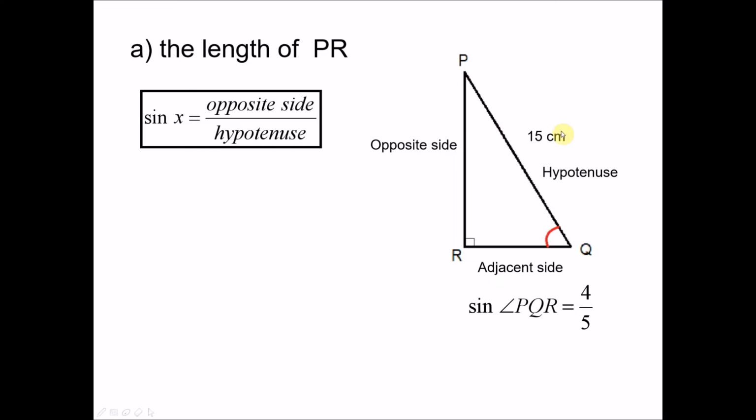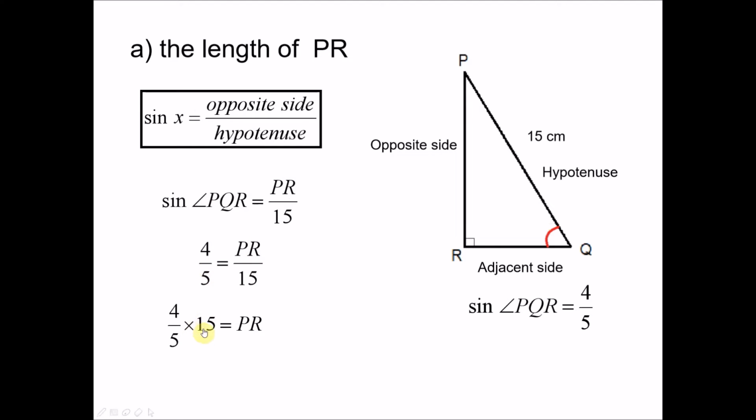So now we try to substitute this inside. Opposite side we replace with PR, hypotenuse 15. So sine x, or sine of the reference angle here, equals PR over 15. Then since we are given this equals 4/5, we just replace this with 4/5 equals PR over 15. We move the 15 to the other side, we multiply. We calculate this value, you get PR equals 12. Hence, we now know that PR here equals 12.